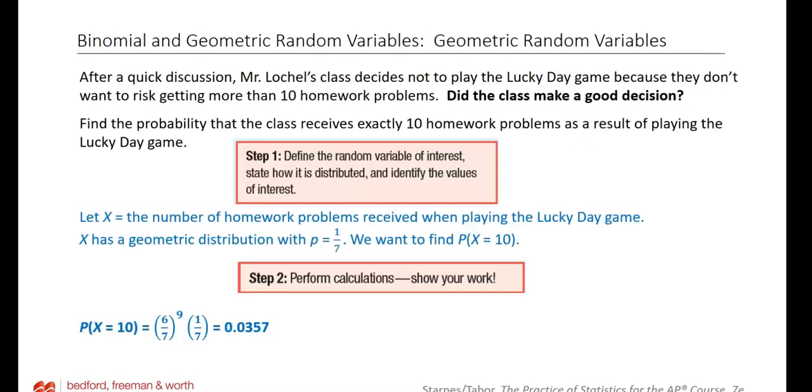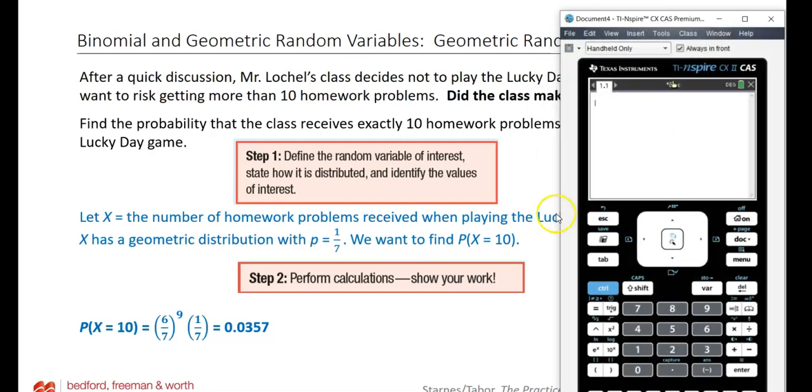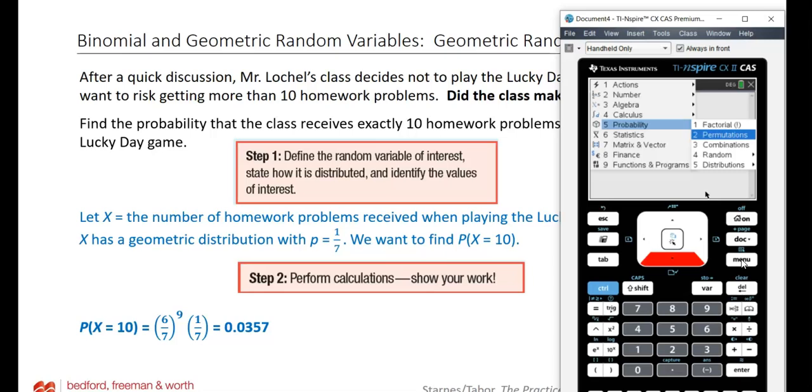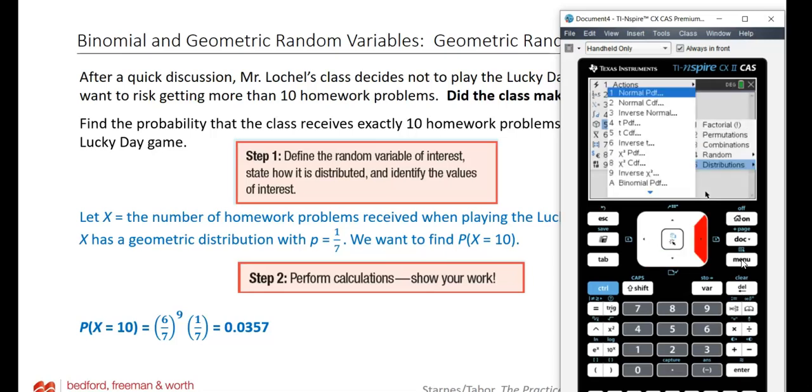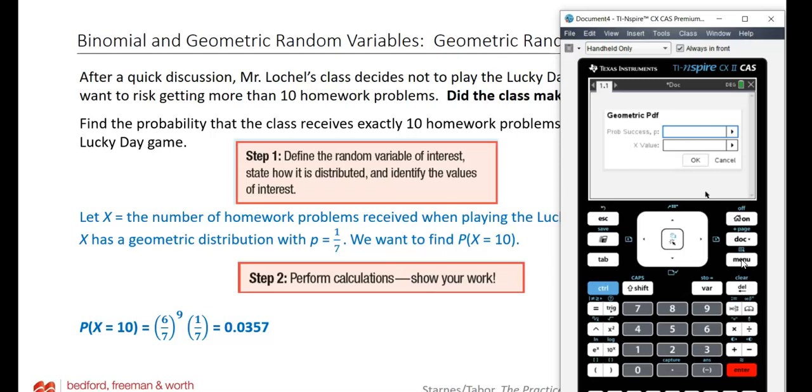Let's go back to this one. So let's see what we get when we do this in the calculator. There's a shortcut way. Menu 5, it's under distributions, I'm pretty sure. If you scroll up, you'll see geometric PDF. The first example there was getting exactly 10, right? So probability of success is 1/7, 10 is the x value, and we get 0.035. So it does it for you.